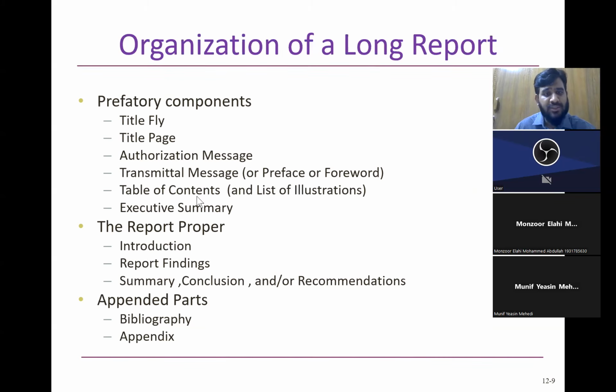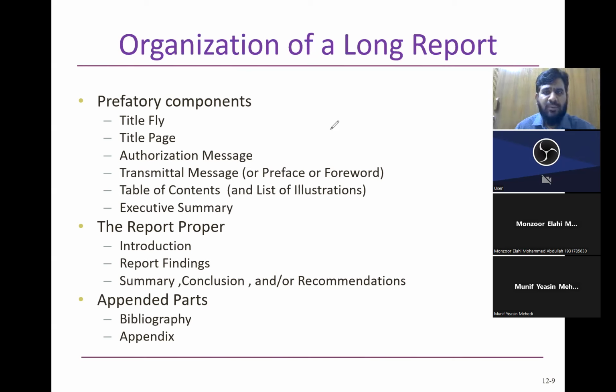Table of contents, you know, and you will include list of illustrations, list of tables, list of figures, list of abbreviations, and finally executive summary. And when you write the prefatory parts, you will not use Arabic numerals, say for example, page number 1, 2, 3, 4, 5. You cannot use them. You will use Roman numerals. You know what Roman numerals are? Don't you know?